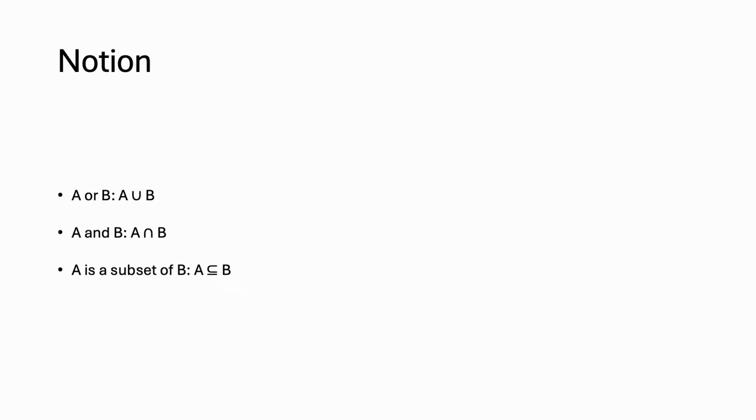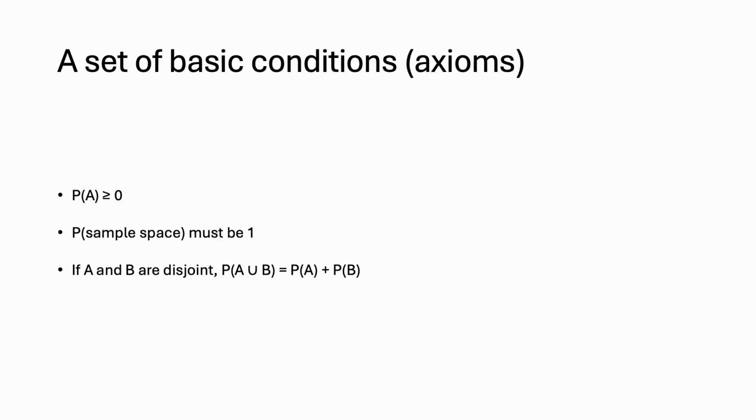For some notation, we have the symbols for A or B, A and B, and A is a subset of B. For probability, we need to fulfill a set of basic conditions: it has to be larger than or equal to 0, the probability of the whole sample space must be 1, and if A and B are disjoint, the probability of A or B will equal the probability of A plus the probability of B.